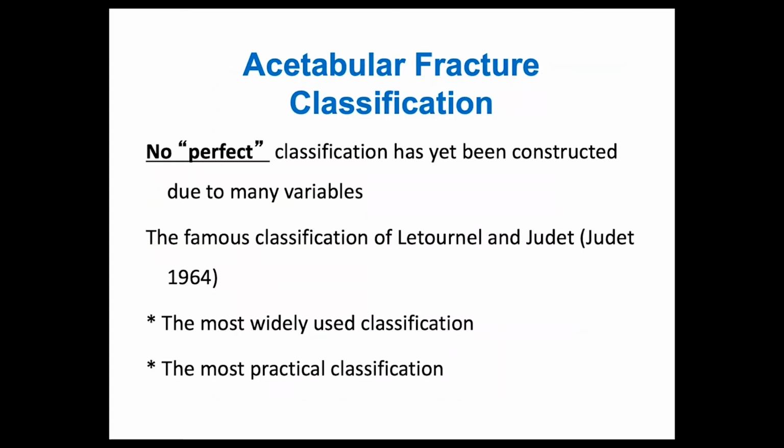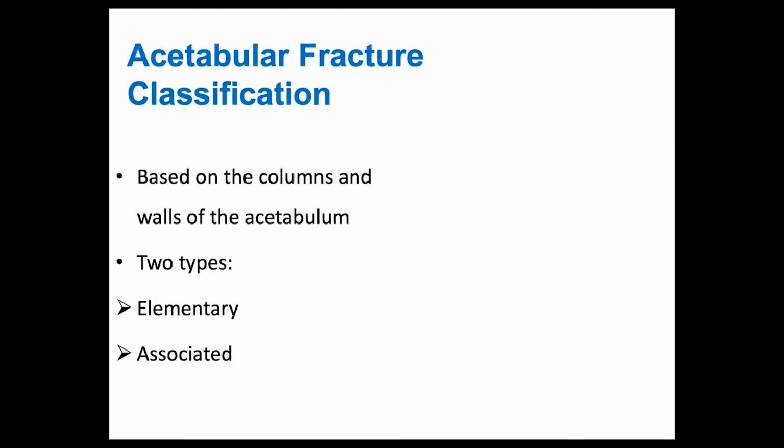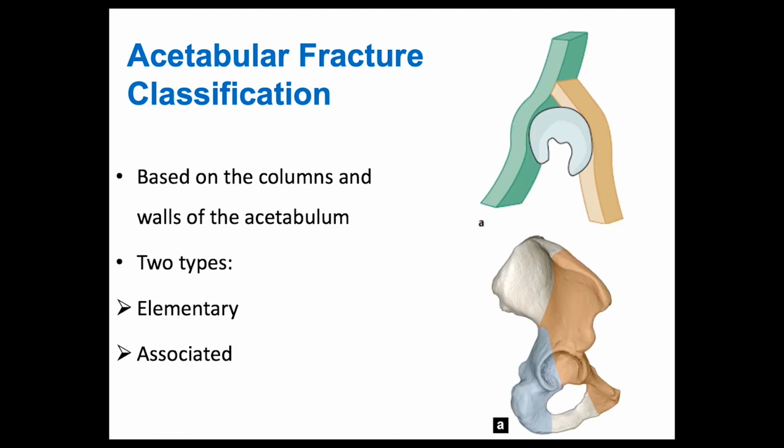So let's start discussing acetabular fracture classification. No perfect classification has yet been constructed due to many variables. The famous classification of Letournel and Judet in 1964 is the most widely used and the most practical classification. This classification is based on the columns as well as walls of the acetabulum, and it includes two types, elementary types as well as associated types.